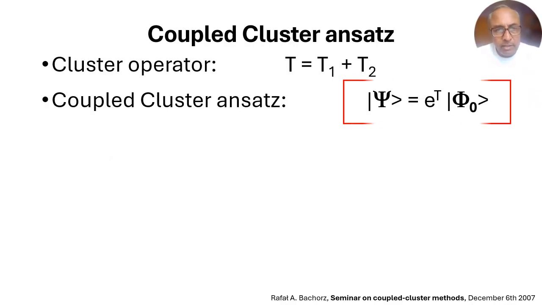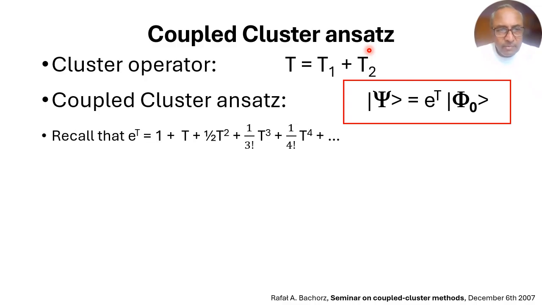The coupled cluster ansatz is then that the full correlated wave function psi is obtained from the Hartree-Fock ground state phi 0 by operating upon it with e to the power T, where T is the cluster operator. To derive this expression, we just have to note that e to the power T is 1 plus T plus half T squared plus 1 upon factorial 3 T cubed plus 1 upon factorial 4 T to the power 4 plus etc. This is the expansion of the exponential, where T is here the cluster operator.